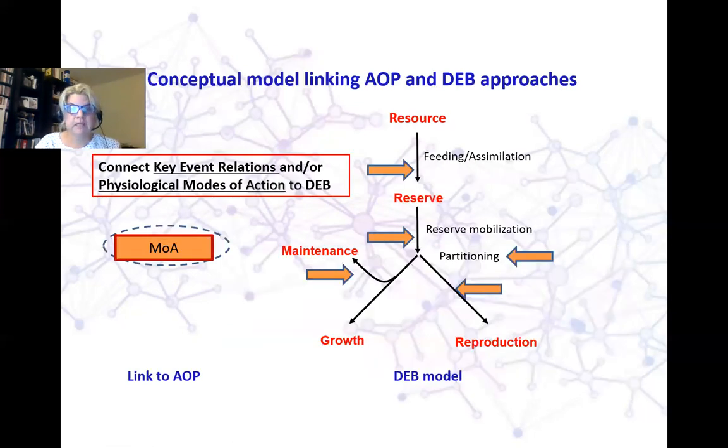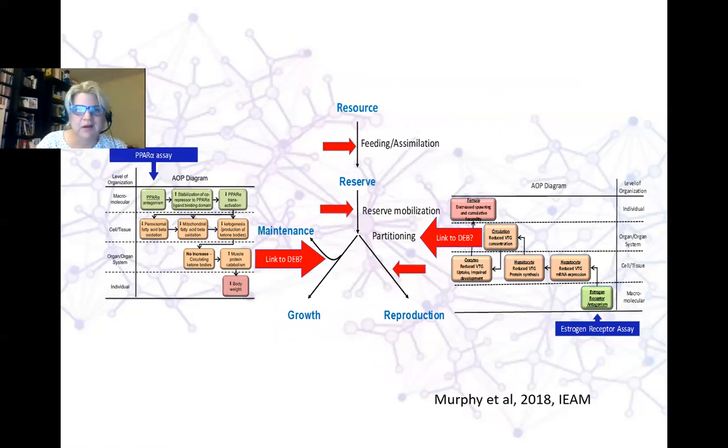So I know Roman, Asfaw, Shaw and Jager have talked about these physiological modes of action, and we agree as well that the physiological modes of action are key to linking these adverse outcome pathway key event relationships to the DEB. So basically you have these key events that link into these DEB fluxes, into these physiological modes of action, right? So just to think about this more from an AOP perspective.